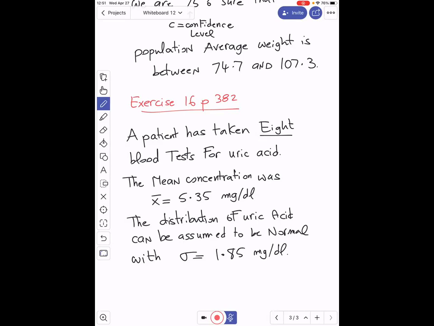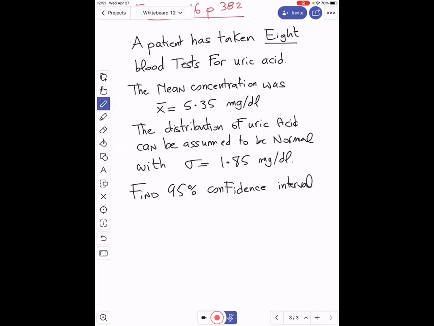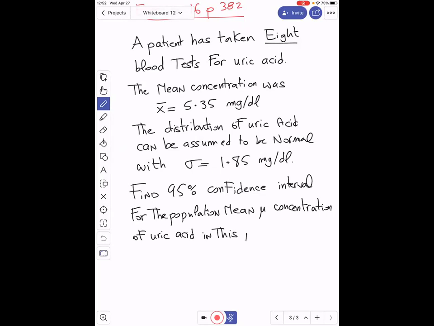All right, and then there is only one question here. In A, it says find a 95% confidence interval for the population mean mu, of course, the concentration of uric acid in this patient's blood.